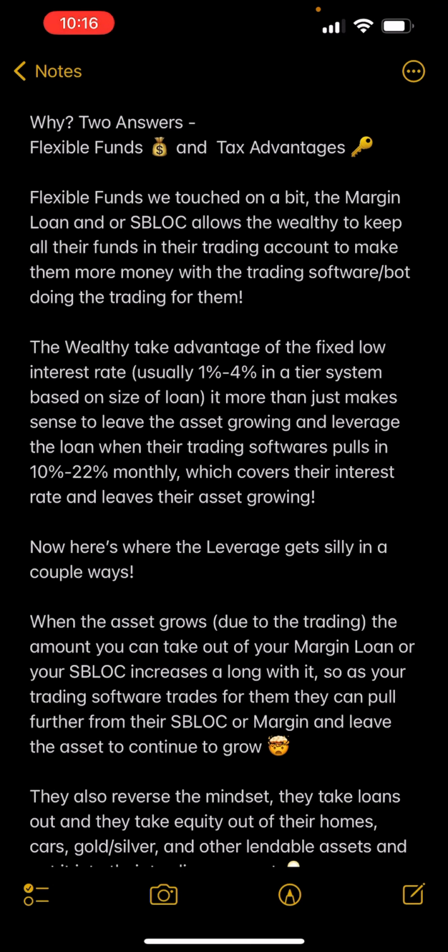We kind of just talked about flexible funds, but I want to break down exactly how that all goes into play and what you want to think about, because the margin loan and the S block allow the wealthy to keep all of their funds in their trading account to make them more money with the trading software slash bot doing the trading for them, but still have access to the funds in that account, or 70 to 80% of them, obviously.